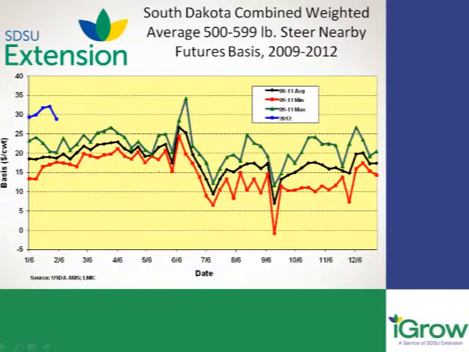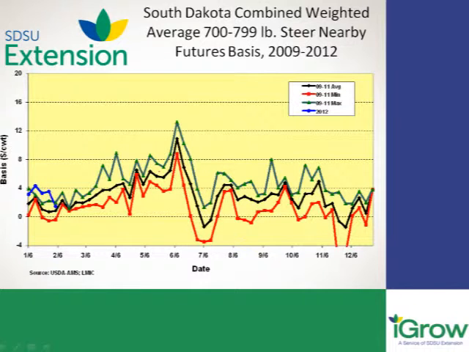Now on this slide, I showed you 500 to 600 pounders, and I want you to compare this slide to the exact same information, but for 700 to 800 pound steers that you see on this graph. Now, even though I changed the axis a little bit on the vertical axis, and maybe I shouldn't have done that, what's important to note here is that the numbers have changed on average.